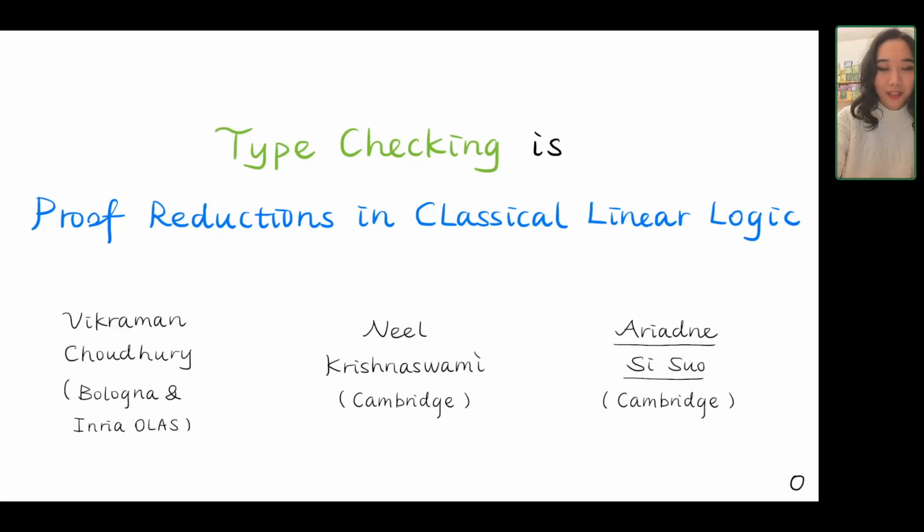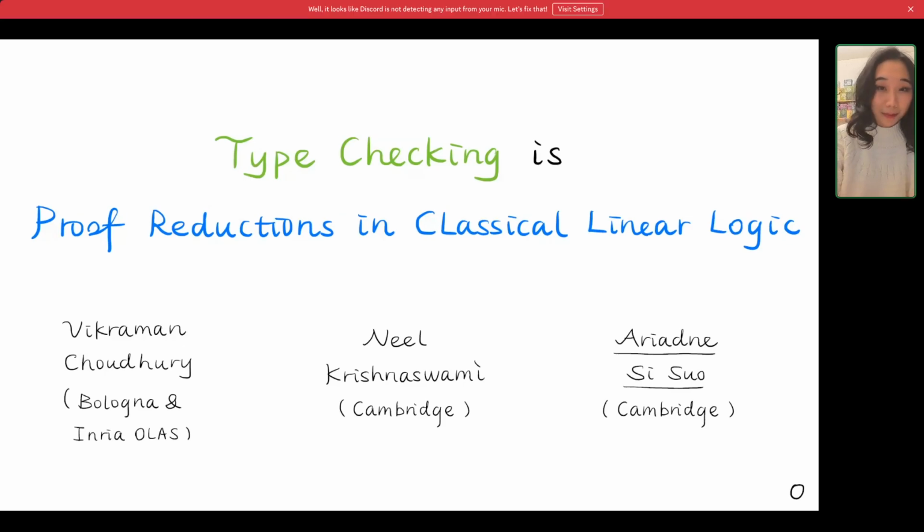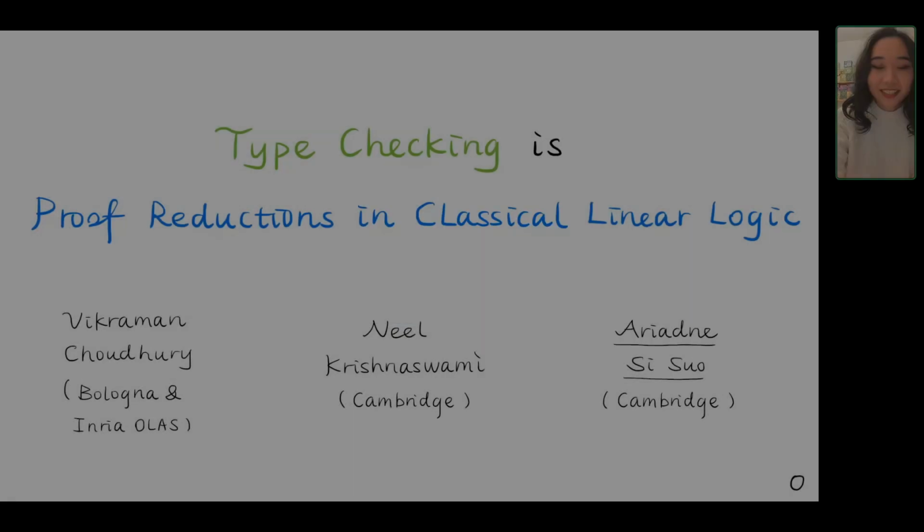In this talk, I'm going to try to convince you that type checking is really proof reductions in classical linear logic. You might be thinking that you've implemented type checkers before, but don't remember thinking about linear logic. So the aim of my talk is to try and tell you that you really should be. And if time permits, I'll tell you a bit about the benefits of this perspective. So let's get started.